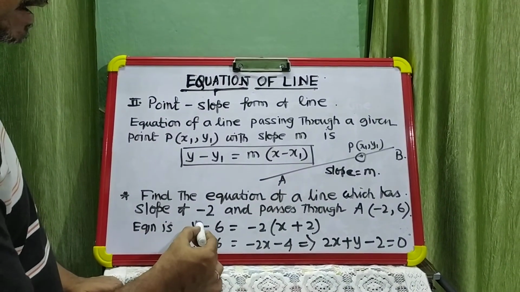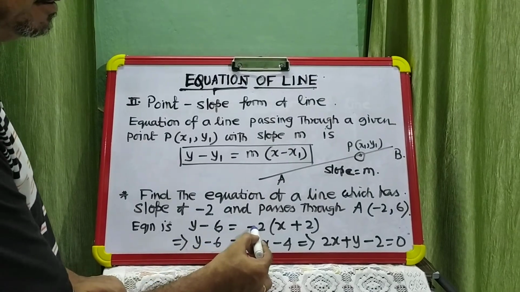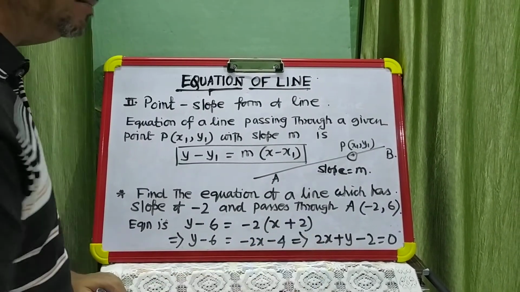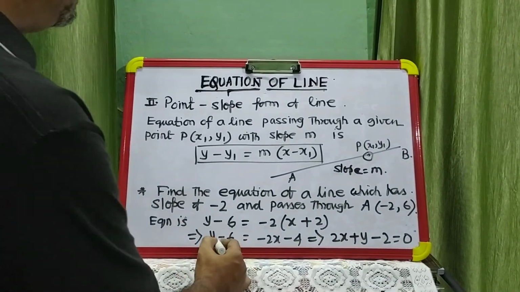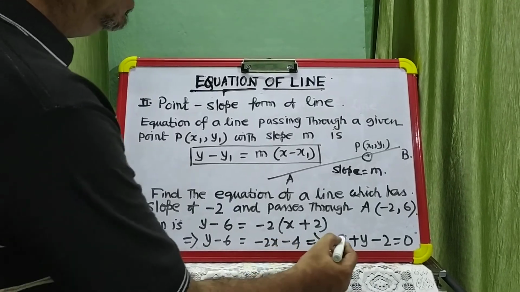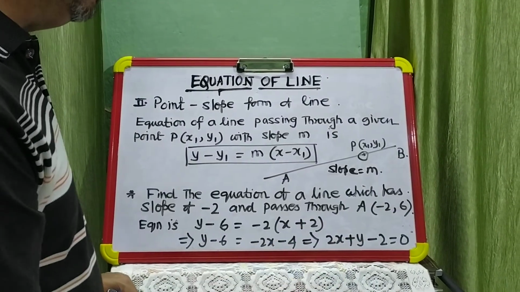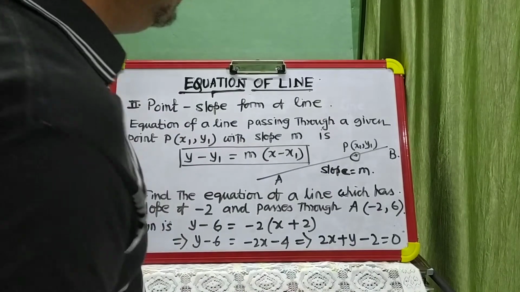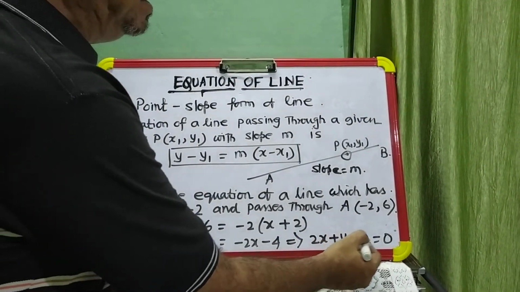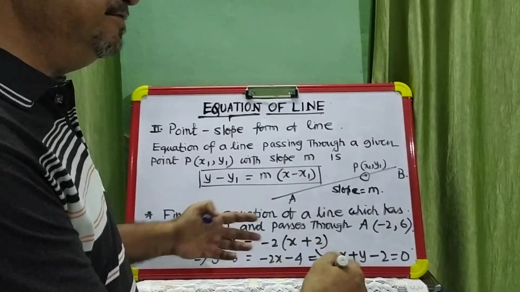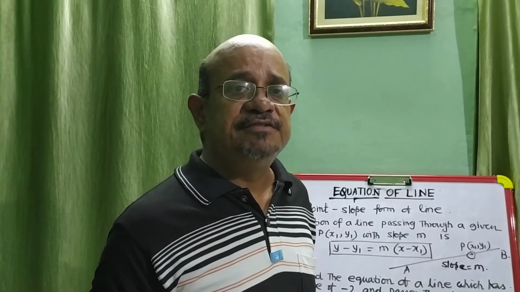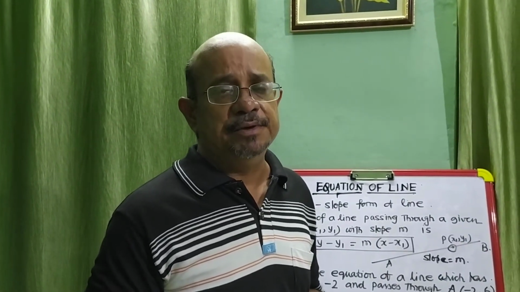So equation of the line will be y minus 6 is equal to minus 2 into (x minus of minus 2). That way it becomes plus. And when you simplify it, y minus 6 is equal to minus 2x minus 4. And then you bring everything on one side, keeping x as positive in the front. 2x plus y minus 2 equal to 0 is the equation of the required line. We will be using these two formats in order to determine the equation of lines.